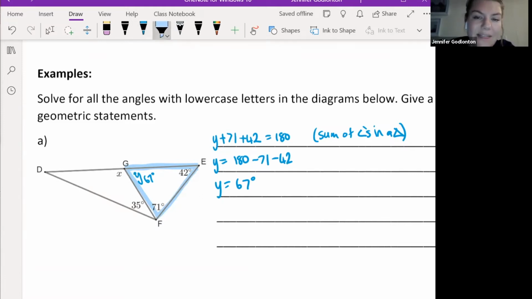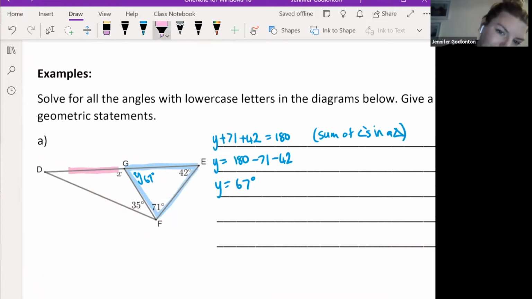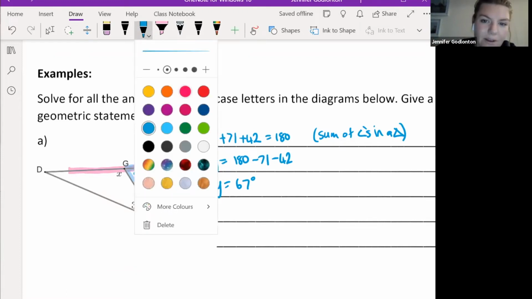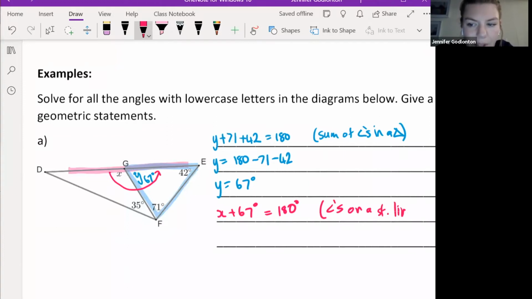Now, once we've done that, we can't use F yet. F only comes in when we have parallel lines. Now we've got a straight line happening over here. These two are adjacent, next to each other, and on a straight line. So x plus 67 degrees is equal to 180 degrees because of angles on a straight line. So x is going to equal 180 minus 67, which means x equals 113 degrees. Okay, that's one way of going about this.